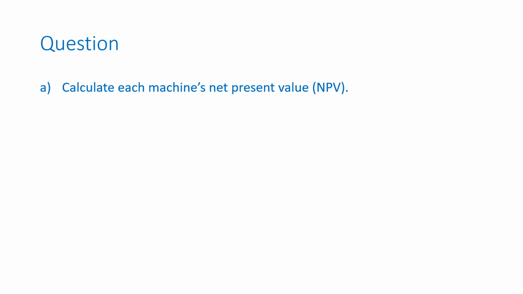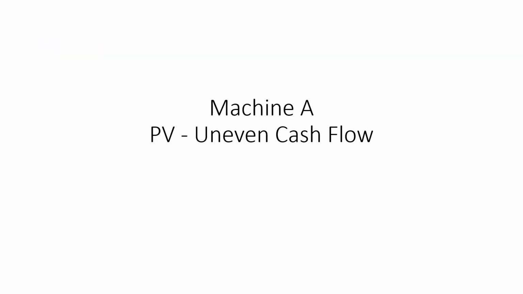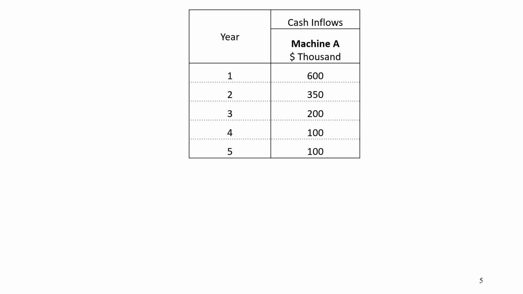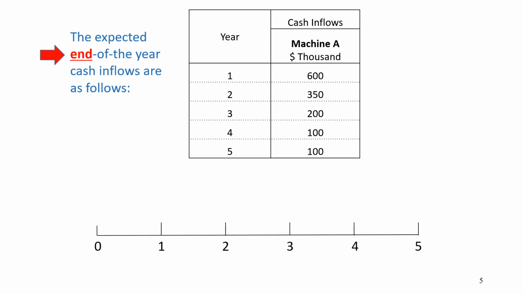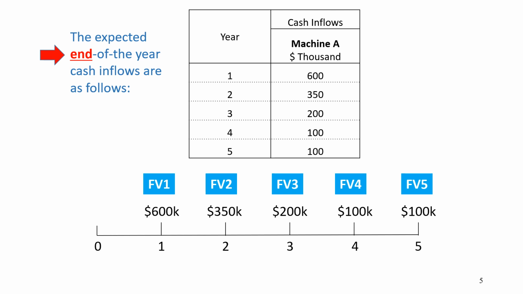Calculate each machine's net present value. Machine A. This is the timeline for machine A. The end of year cash flows are as follows. Please take note, this is the end of year. Let's draw a timeline. This is how the cash flows will look like. And we have to find PV.